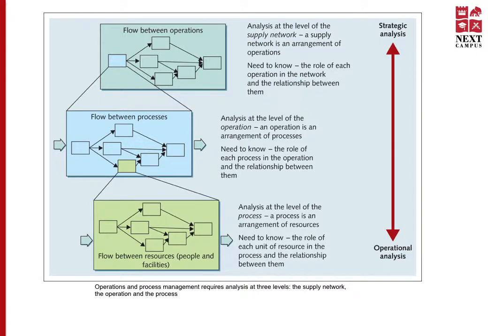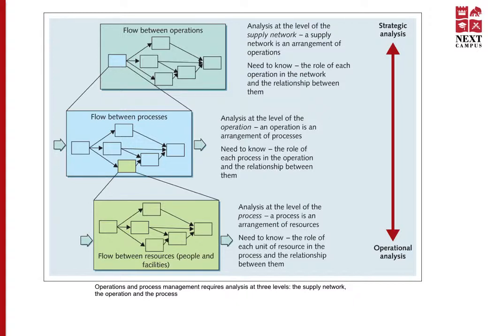Operations and process management requires analysis at 3 levels. The first level is the supply network level. A supply network is an arrangement of operations. At this level, the organization is required to understand the relationship between operations. For strategic analysis, an understanding of the relationship between operations is required.